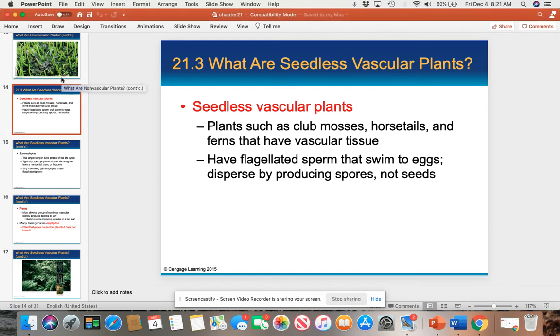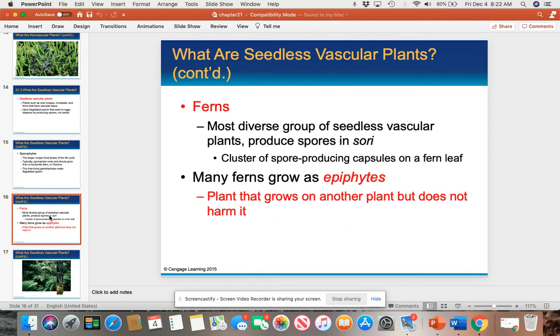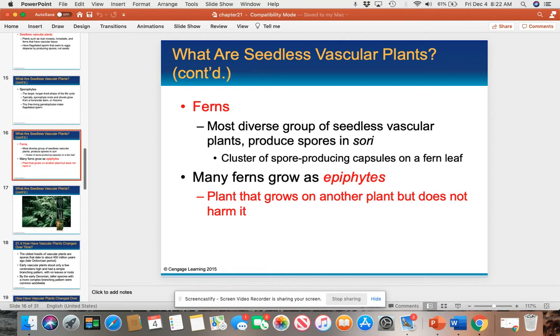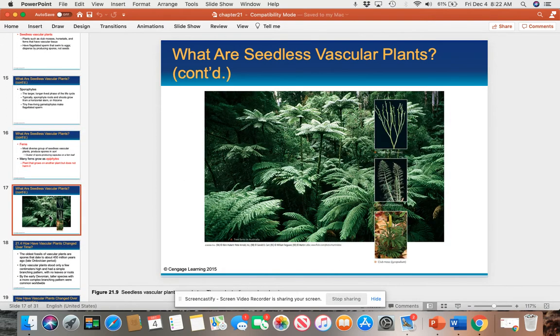Seedless vascular plants. These plants have xylem, which transports water, and phloem, which transports the sugars, but they lack seeds. We know these as your ferns, and there are many ferns that grow as epiphytes. Your typical orchid is an example. Ferns are really cool because they look like they're from the Jurassic period, and we see a lot of these in movies showing dinosaurs.